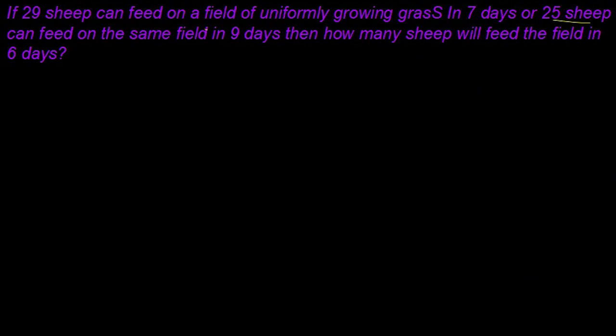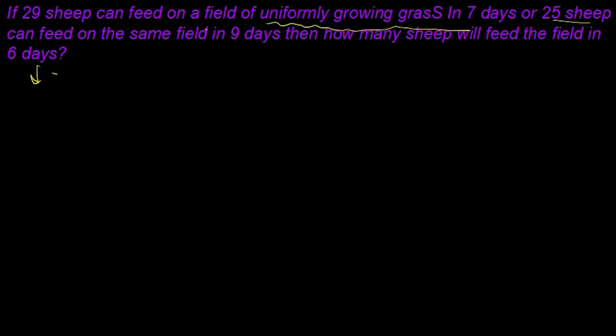This is actually a bit of an equation question. If 29 sheep can feed on a field of uniformly growing grass, a bit of a trick is there. Uniformly growing grass is what? Whatever grass you got in the starting part, but later on after 7 days, there is some amount of grass which is also growing continuously in these 7 days.